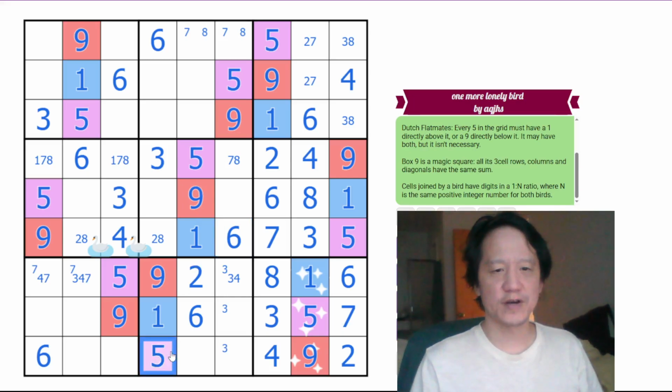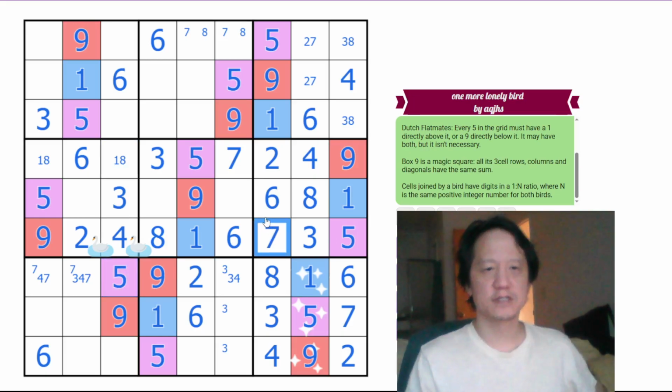This 5 says that 8 has to be in the same position in box 5. So this is 8, which makes this 2. This 8 eliminates 8 here, so it's 7. These can't be 7. If this were, well, okay. So what does that mean?